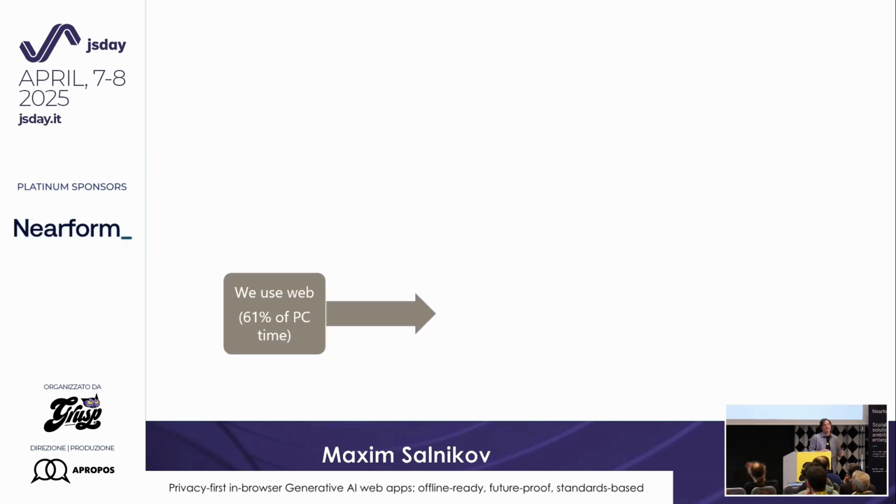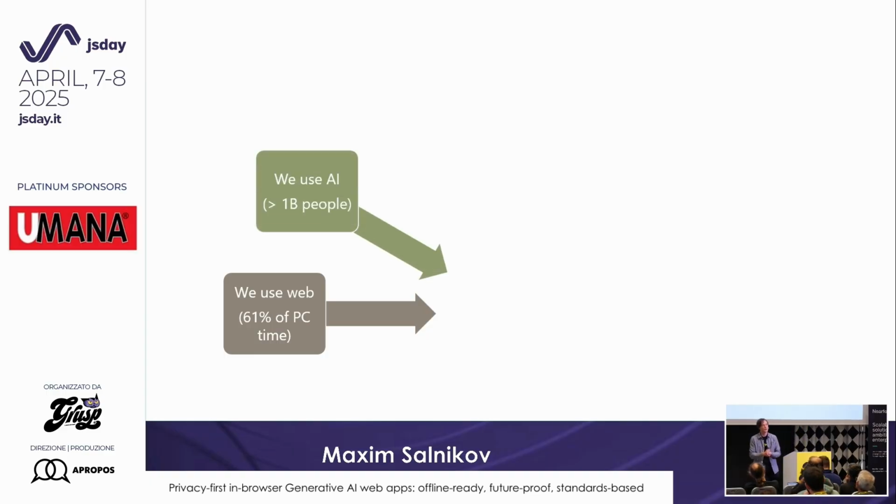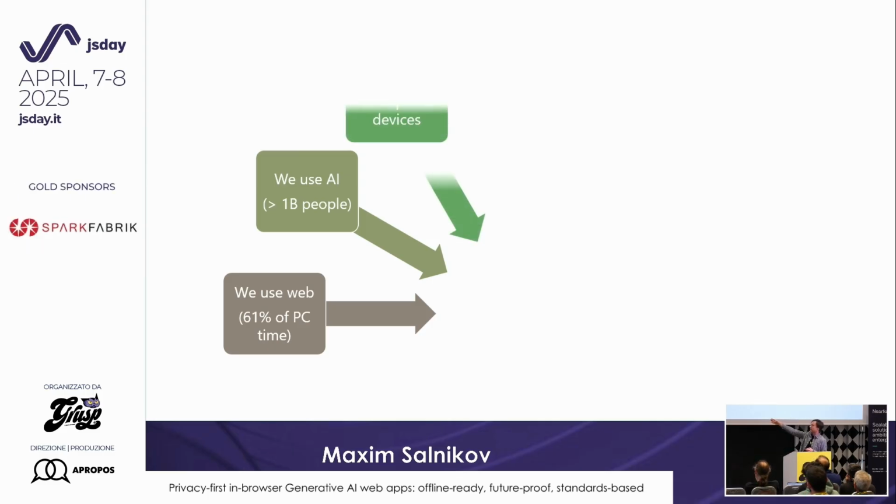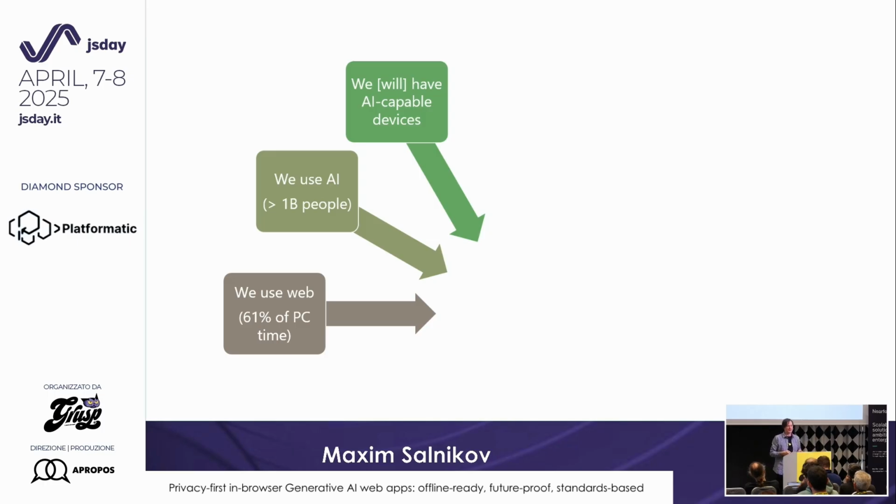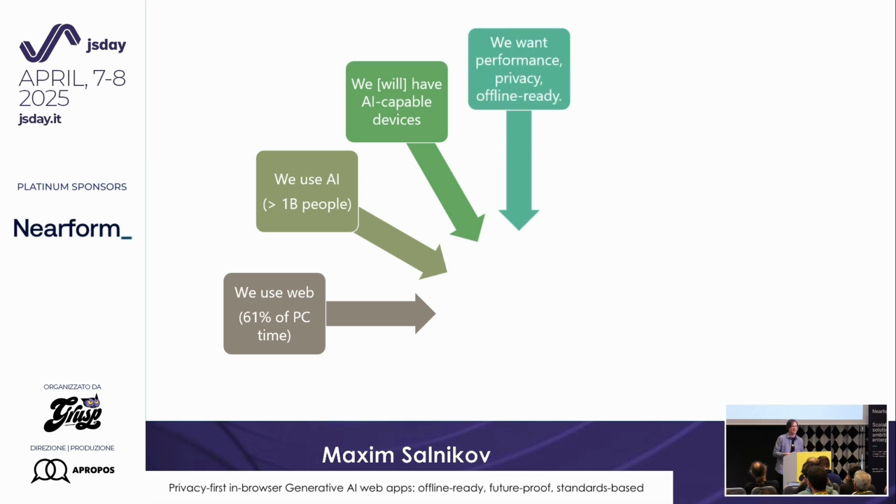More prerequisites first. Surveys and research by Google and by Intel demonstrated that we actively use PCs, our laptops, for the web. We use AI super actively. We want, and we already have, AI-capable devices, and we'll have more and more. I mean, the percentage of devices that can run something straight on the device will only grow.